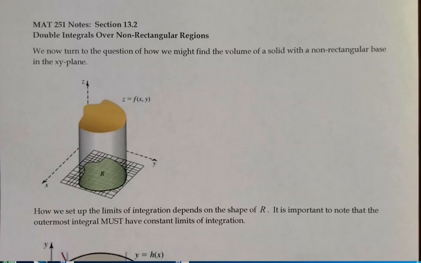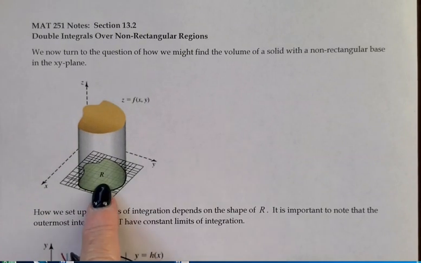This is Math 251, Section 13.2. We're now going to look at, again, finding double integrals that represent volumes. But this time when we think of our volume, we're going to think of our shape as having a base that's not a rectangle. It's some general region R. So instead of R for rectangle, R is now for region.